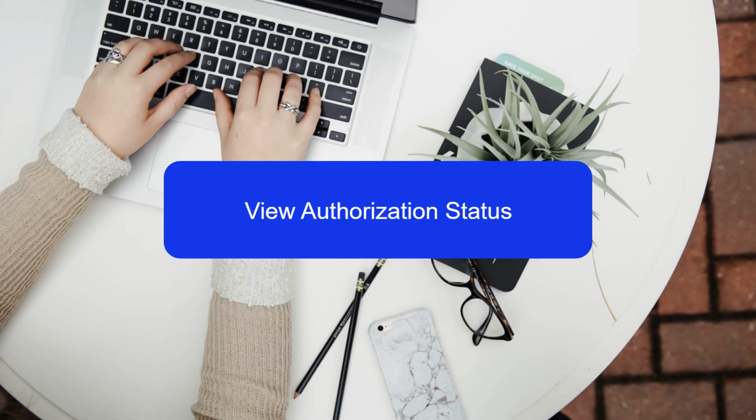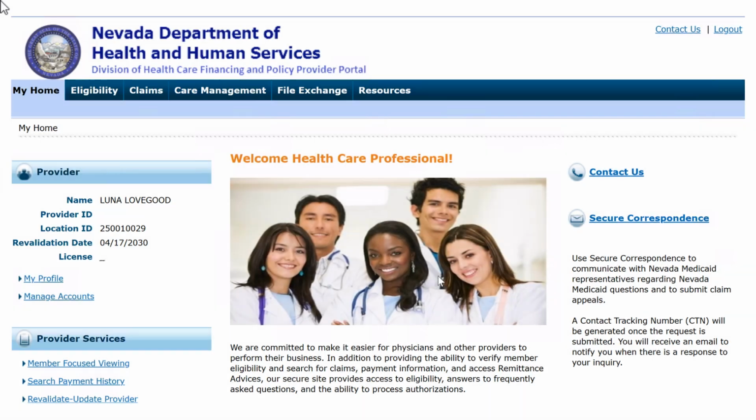In this section, we will explore how to view a prior authorization status. First, log into the PWP. The My Home tab will be the default view. If you need assistance logging in or navigating the home page, please refer to Part 2 of this series.